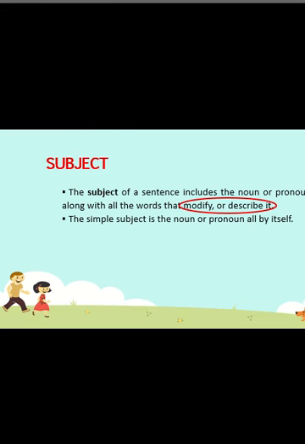The simple subject is a noun or pronoun all by itself. We cannot call other things or other parts of noun as a subject of the sentence. We can only tell that it is the subject of the sentence if it is the noun or pronoun. Doon lang natin nalalaman kapag subject ba siya dun sa sentence. Kapag noun or pronoun siya. So we have the example.